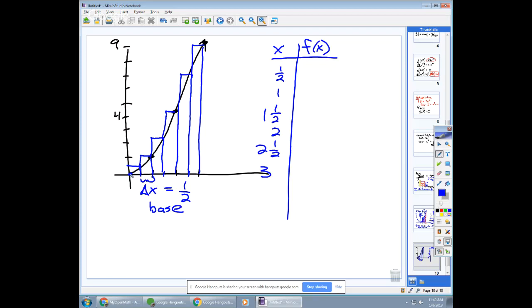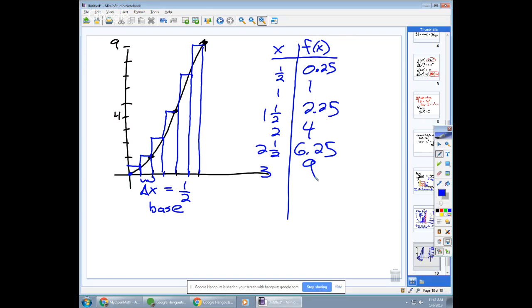And then I just have to figure out what's the y value. So that means I just square each of these. So this is going to be 0.25, 1. Let's see, 1.5 squared I think is 2.25. 2 squared is 4. 2.5 squared I think is 6.25? Yeah. I didn't do that in my head, I just remember it. And then 9.